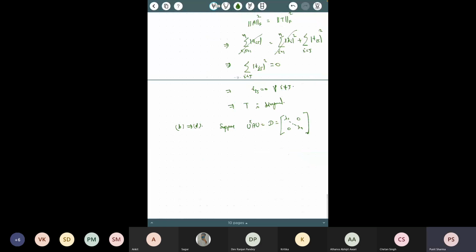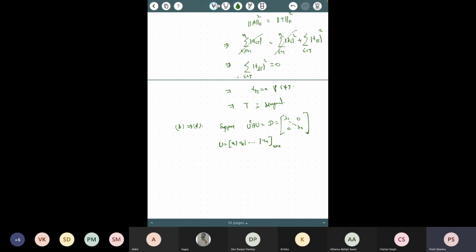What can we say from here? Since A is equal to U D U star, we know that the columns of the matrix U are the eigenvectors of A. But since U is unitary, these vectors are orthonormal. Right. So from here, if you just write U column-wise as U1, U2, and so on, these are the columns of U. U is an n cross n matrix.